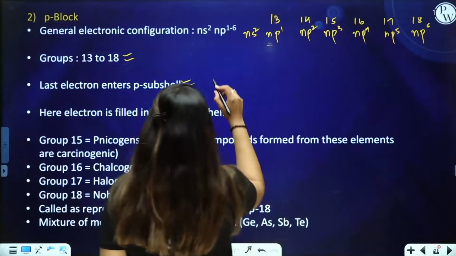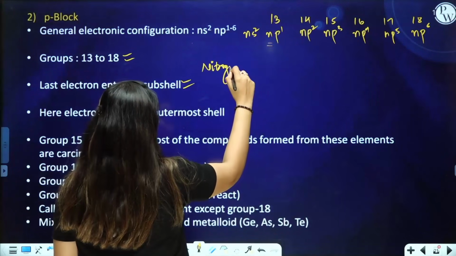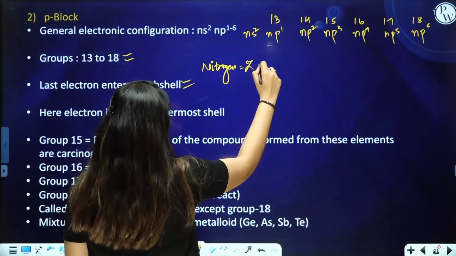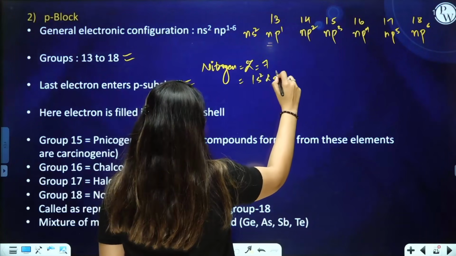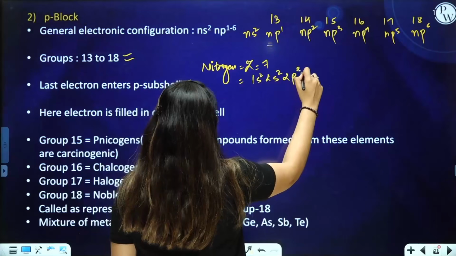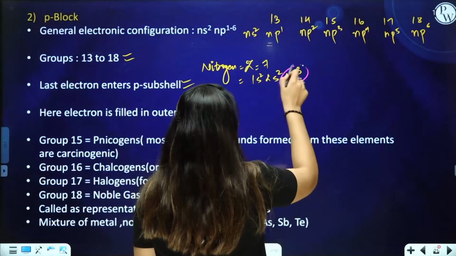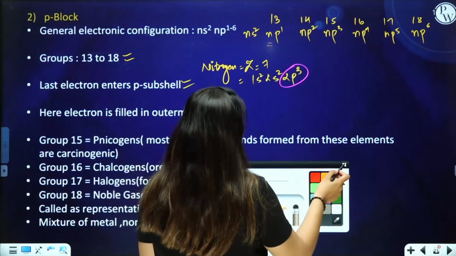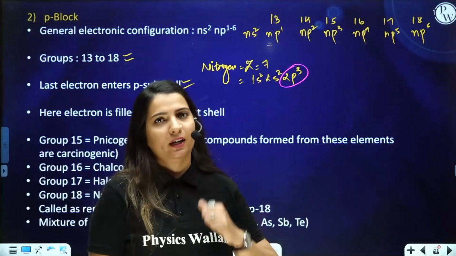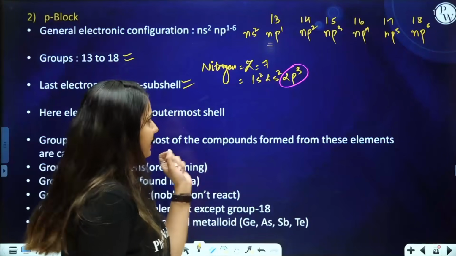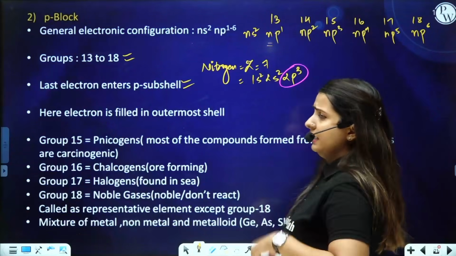Let's say I have an element, nitrogen, with atomic number Z being 7: 1s2, 2s2, 2p3. Where exactly is the last electron entering? It is entering the p subshell. So why would I call it anything else? I have to call it a p block element, right? The definition is this. After that, here the electron is filled in the outermost shell.